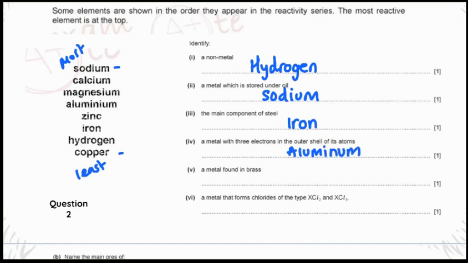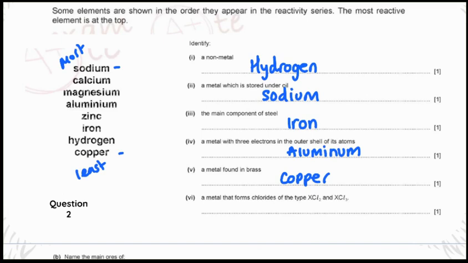A metal found in brass is, of course, you can have either zinc or copper. It doesn't matter. Both would be fine. So in this case, I'm going to go for copper because I like to remember that brass is the same color really as copper. It gets its color from copper. So it's a copper color.